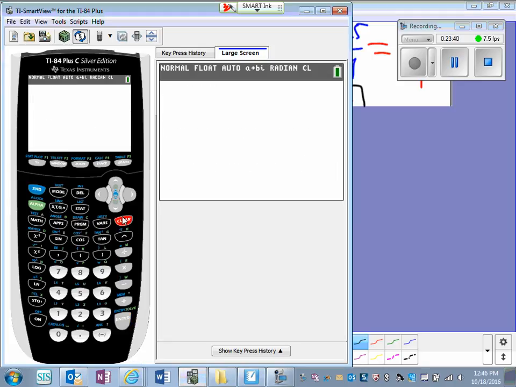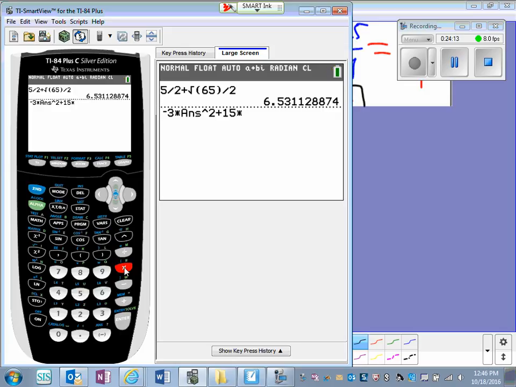Okay, so clear everything. I enter the solution first. What is the solution? 5 divided by 2, plus square root of 65 divided by 2. So this is my answer. Now I plug it into the original. So negative 3 times my answer squared plus 15 times my answer from before plus 13. And it's 0. Works.